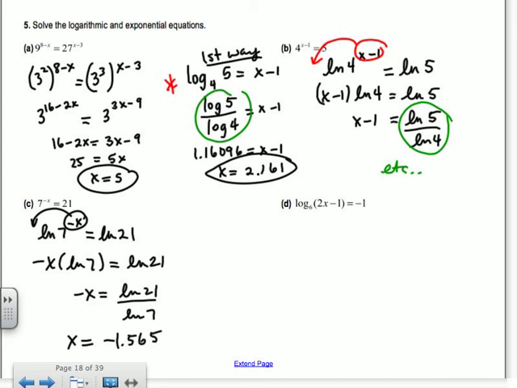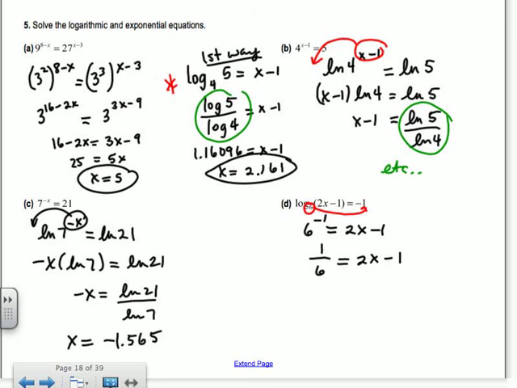Is that what you said? Negative 1.565. Yeah, it can be 4 or 5, so you can round or truncate. All right, the next one, so switch to exponential, so 6 to the negative 1, right? The base of the logarithm was 6, raise it to the other side of the equation, equals 2x minus 1. So 1 over 6 equals 2x minus 1.